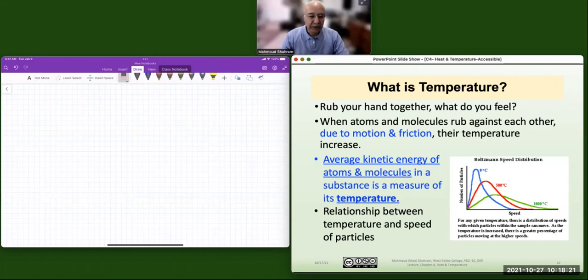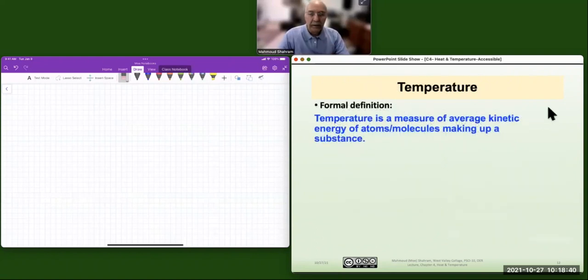This relationship is called the Boltzmann speed distribution. It tells you what happens to the temperature of a substance as the speed of those atoms and molecules increases or decreases. The formal definition of temperature: temperature is the measure of average kinetic energy of the atoms and molecules making up a substance. Before, you had some notion of temperature, so this is too hot, this is too cold, or the weather is hot, the weather is cold.